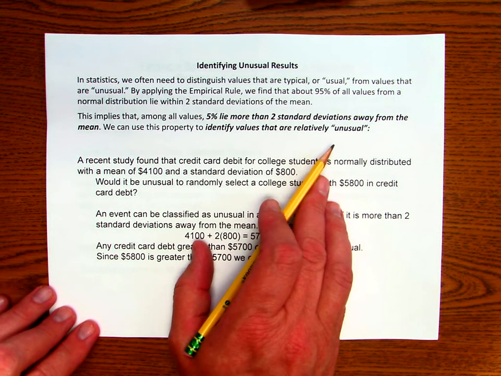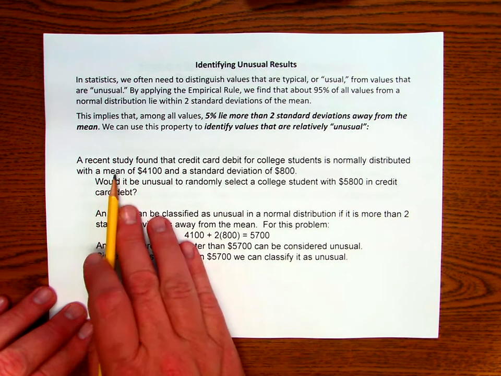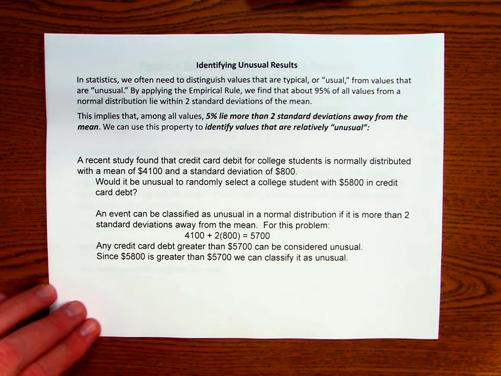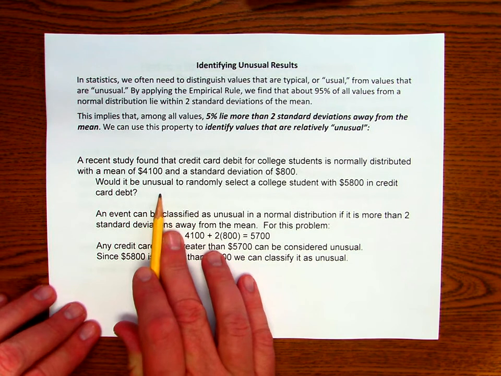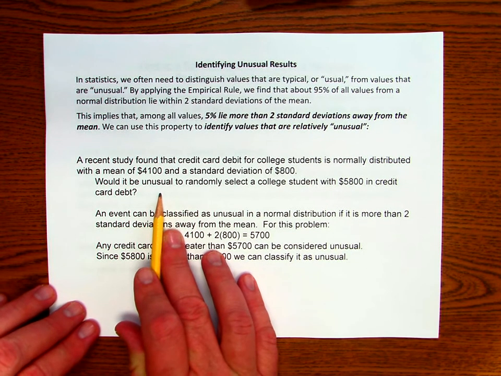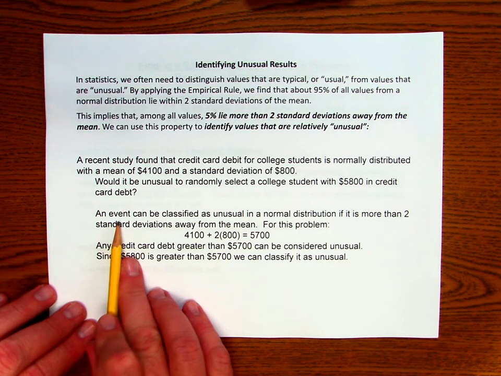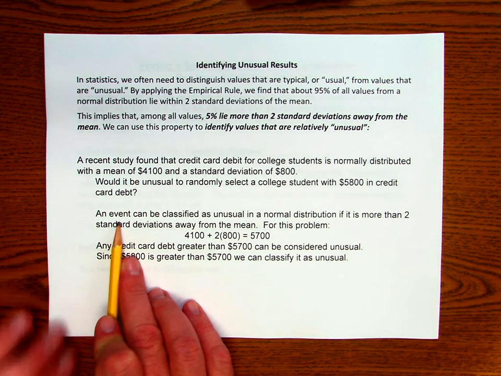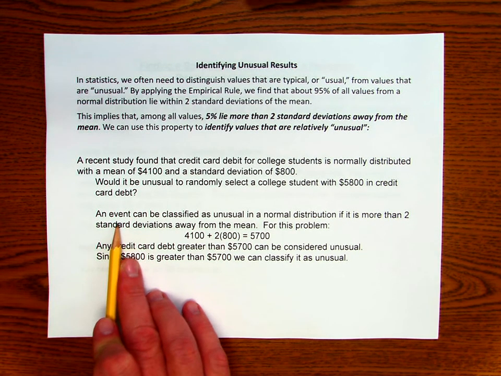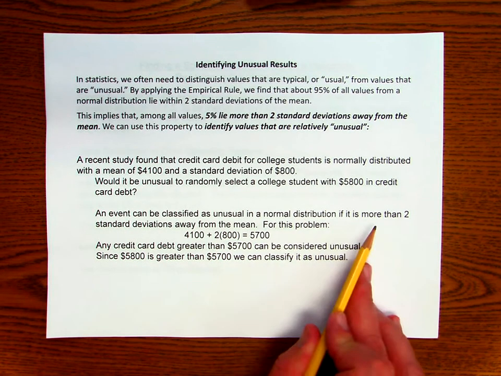So, for example, a recent study found that credit card debt for college students is normally distributed with a mean of $4,100 and a standard deviation of 800. Would it be unusual to randomly select a college student with $5,800 in credit card debt? From above, an event is classified as unusual in a normal distribution if it is more than 2 standard deviations away from the mean.